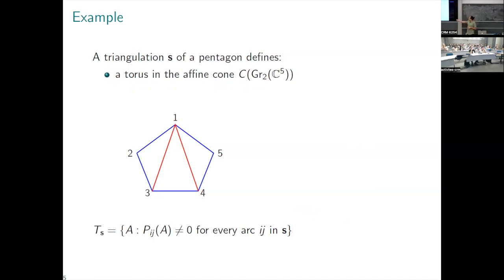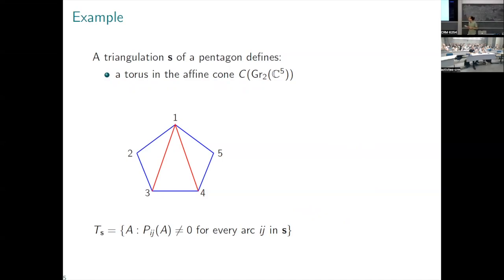Which torus? Well, it's just given by the set of Plücker coordinates, P_ij, that are non-zero. I mean, those points whose Plücker coordinates P_ij are non-zero for every arc in S. So I have 7 arcs. So this defines a torus.